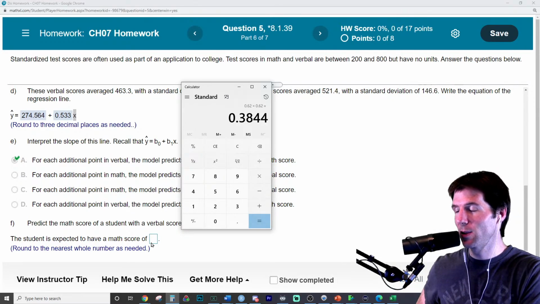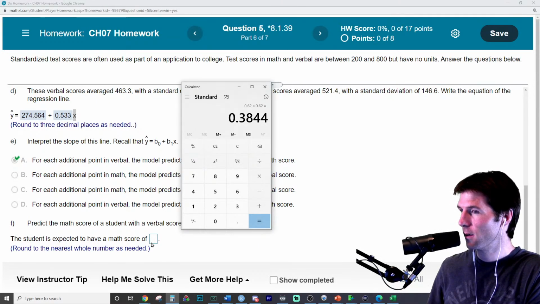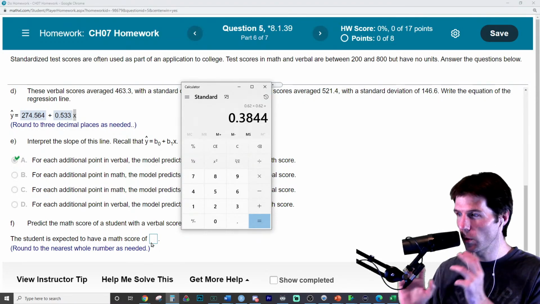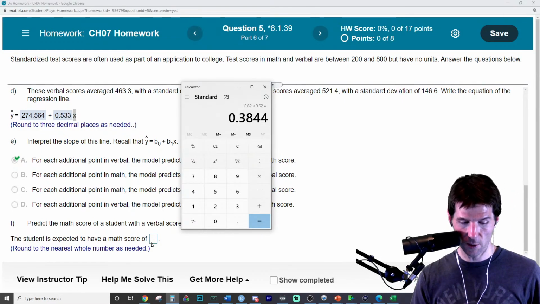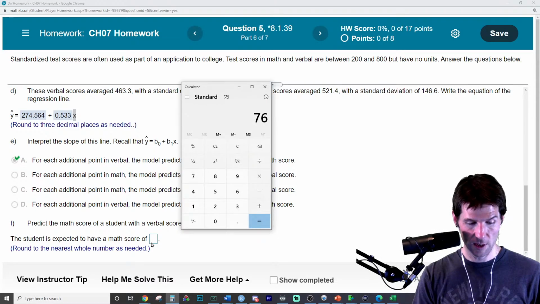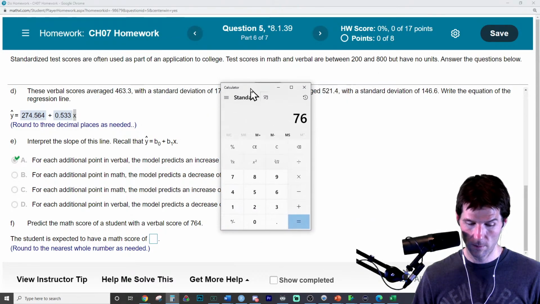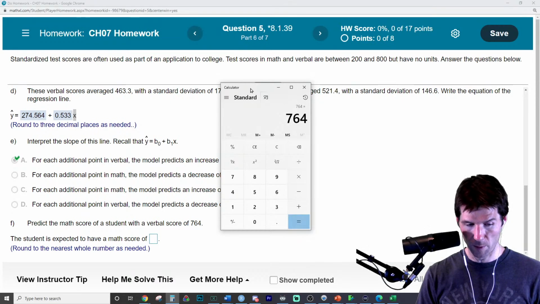What can we do right here to get somebody's predicted math score? To get someone's predicted math score, we have to use the value of X. So what do you think I should do right here to solve to get someone's predicted math score? Just plug it in. Yeah, just go right here and just go 764. Good. Don't want to put in the wrong number.